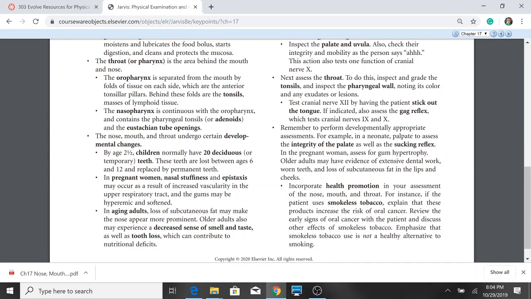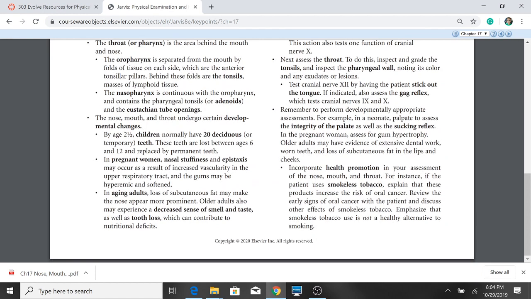Now let's look at the throat. Inspect and grade the tonsils and inspect the pharyngeal wall, noting its color and any exudates or lesions. Test cranial nerve 12 by having the patient stick out the tongue. If indicated, also assess the gag reflex, which tests cranial nerves 9 and 10.